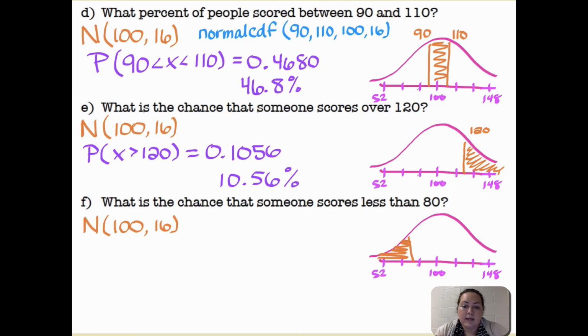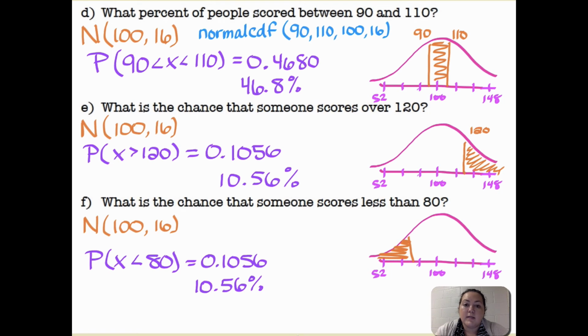I'm going to go to 80, and I'm saying less than, so everything below 80 I would shade in. The probability that x is less than 80 is 10.56%. And again, you would go in your calculator, second distributions, normal CDF.